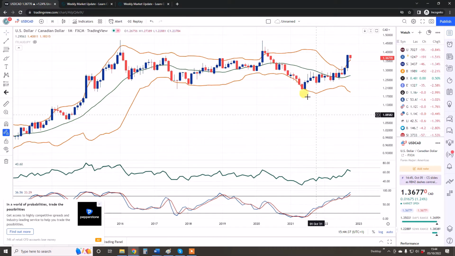All right, Tron USD CAD. Now this is a monthly chart just to see the big picture before we shift over to the daily chart to look at levels of entry, stop and target.